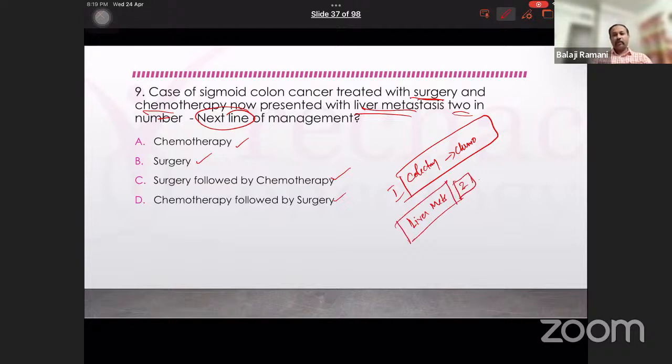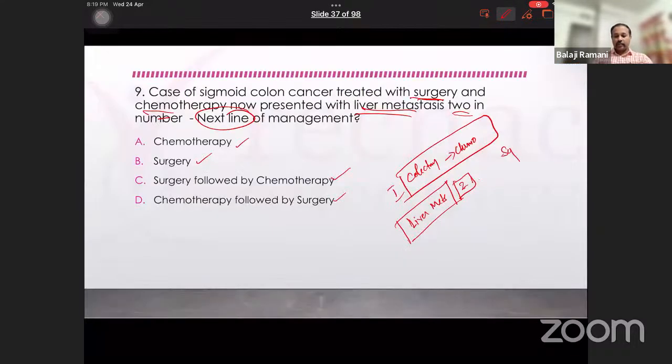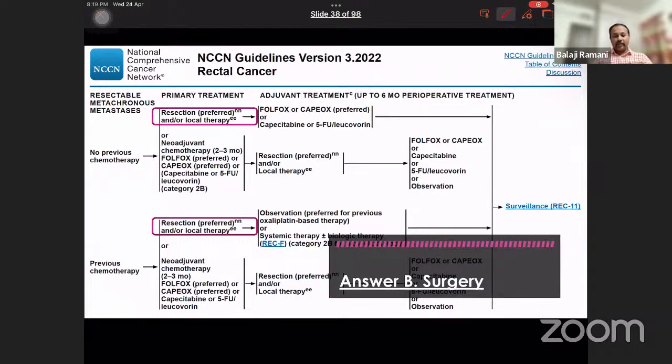Now, ideally, whenever we talk about any kind of metastasis, we have to know whether it is synchronous or metachronous. Synchronous or metachronous is going to be one thing. So at the same time, or is it happening a little later? Whenever we have a metachronous metastasis, when a patient has been treated, then if it is a resectable tumor, the preferred option is going to be resection. So it is always a surgery first approach whenever you have a resectable tumor.